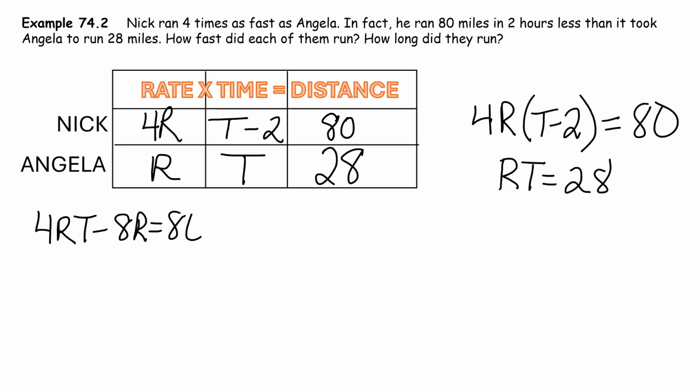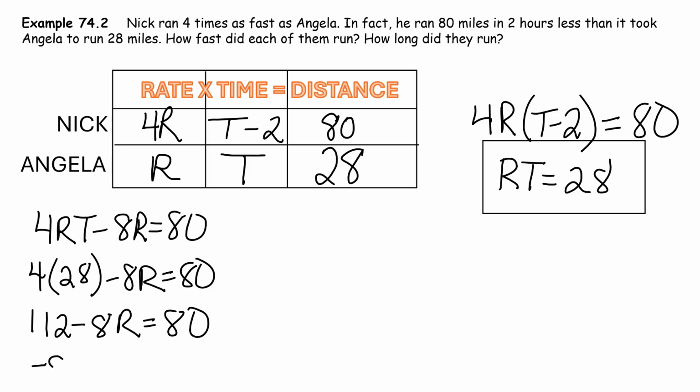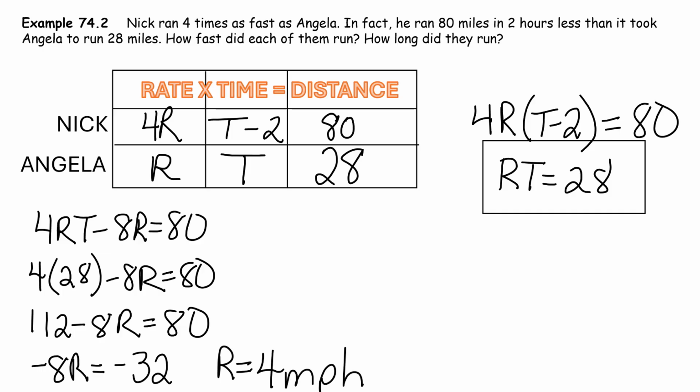And then the second equation we can just substitute into the first equation for rt. So wherever I see an rt, I'm going to put a 28. And so I'll have 4 times 28 minus 8r equals 80. And then if I multiply that out, I get 112 minus 8r equals 80. Subtract 112 on both sides, and you get that negative 8r is equal to negative 32. So r is 4 miles per hour.